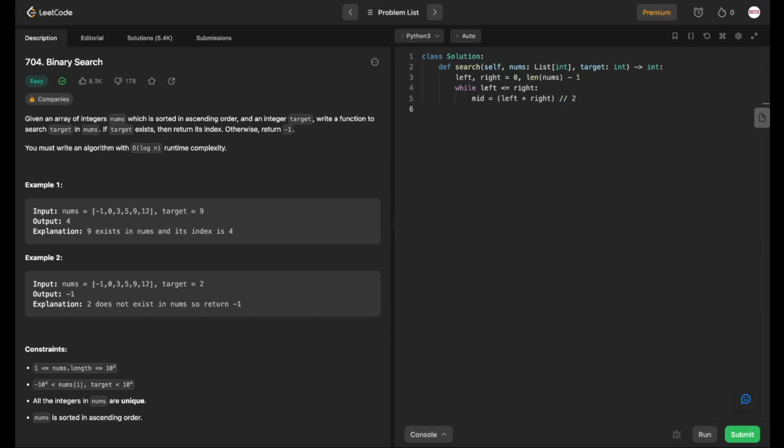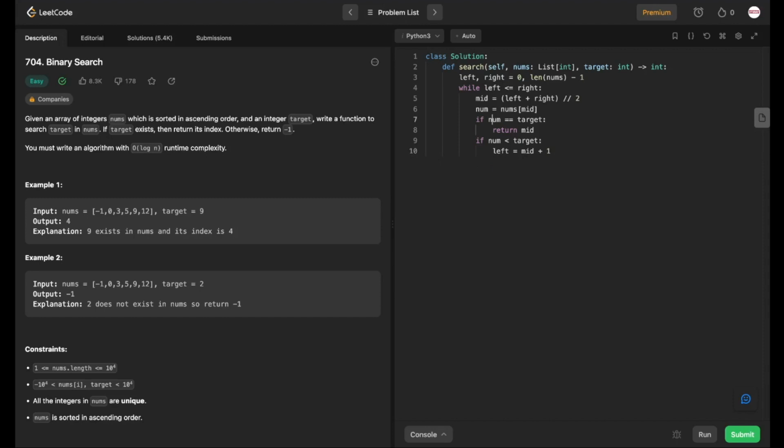Now I'm going to access the number at the middle pointer and check if it's equal to the target value. If it is, we're going to return the mid value because we have found our target value within the array and we know its index, which is the mid pointer. Else if the number is less than the target, we're going to eliminate all the numbers that are to the left of num. So we're going to set our left pointer to mid pointer plus 1.